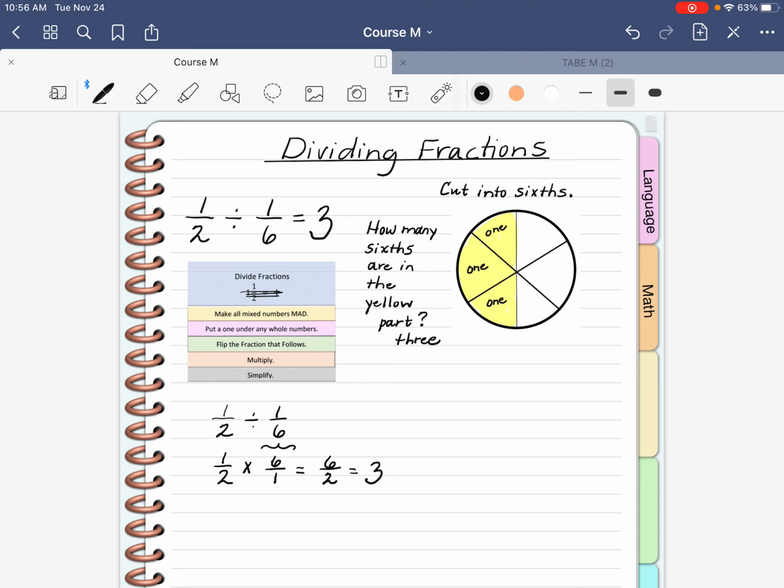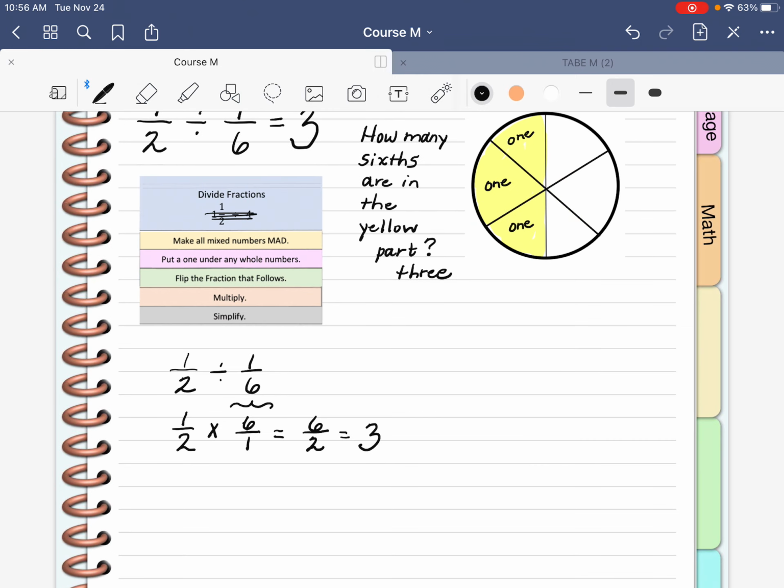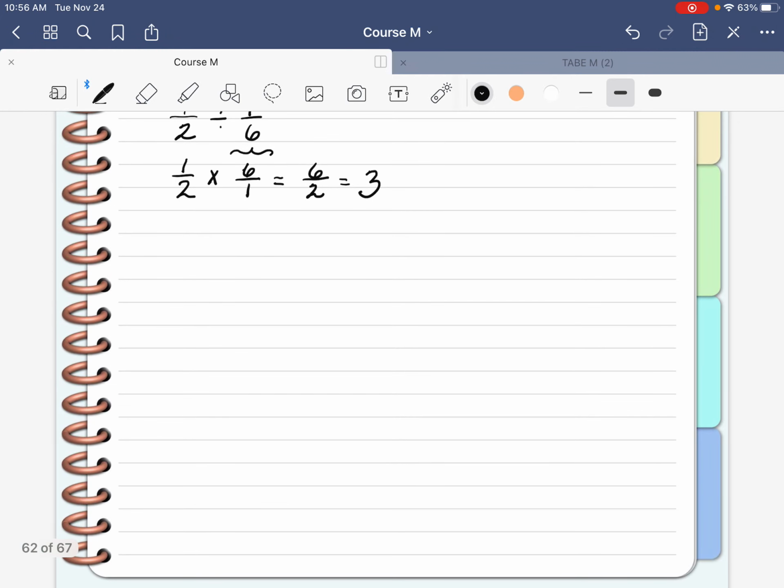And that's a visual example. It's also a mathematical example. This picture right here is the algorithm that we're following. So this gives you the steps of the process to get your answer. Okay, let's do some more examples without a picture.